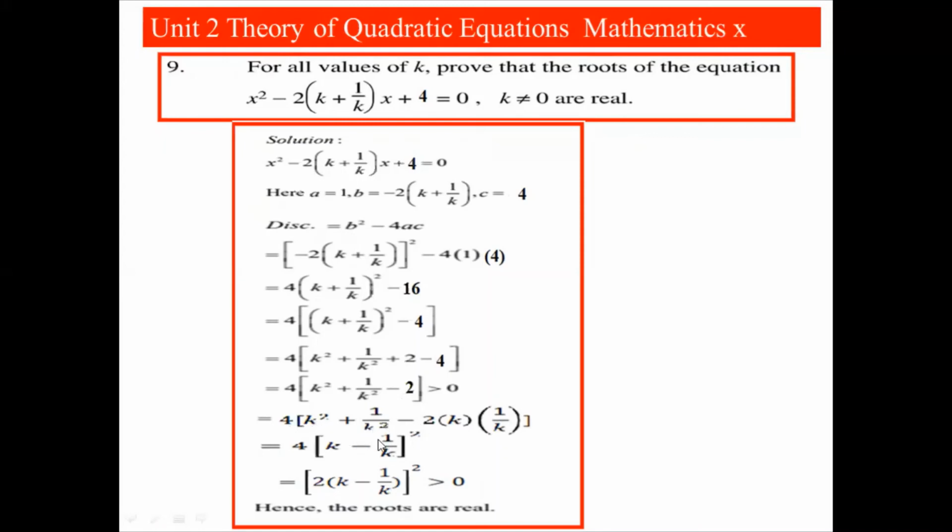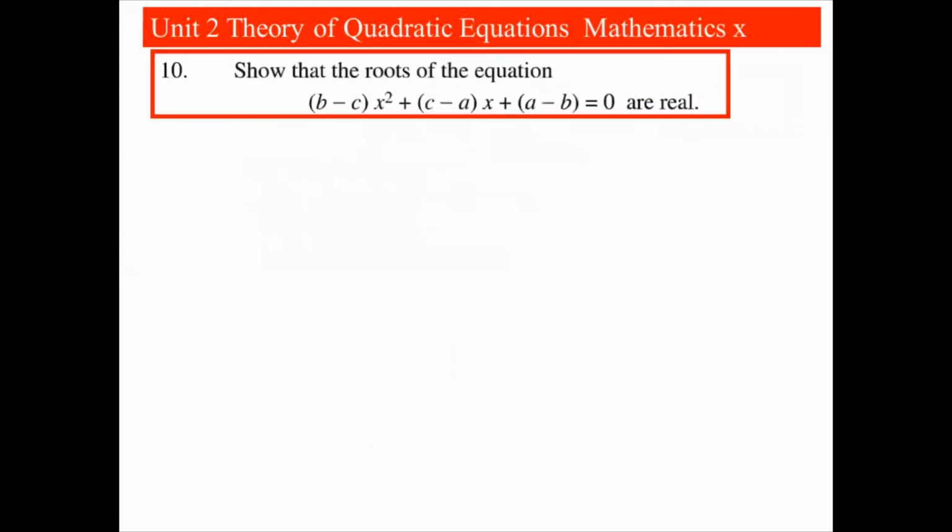So this is the formula. When we open this, we have this value. 2 can be written as 2 into (k minus 1 by k) whole square. So this term can be written in this form, and this shows that this is a perfect square, and this value is greater than 0. So we can say that roots are real. Since this value is a square, it must be positive and greater than 0. So hence the roots are real.